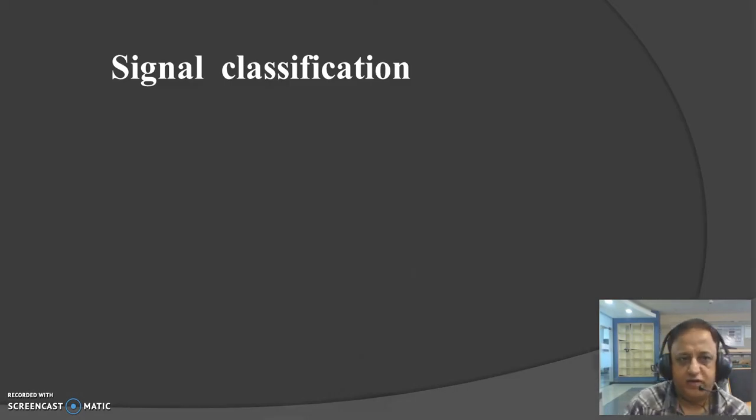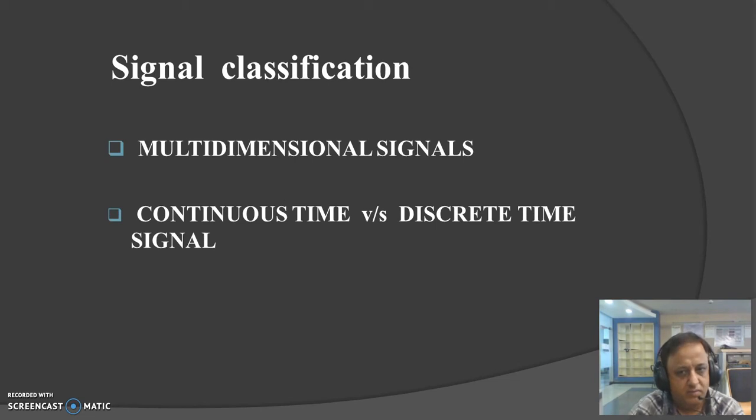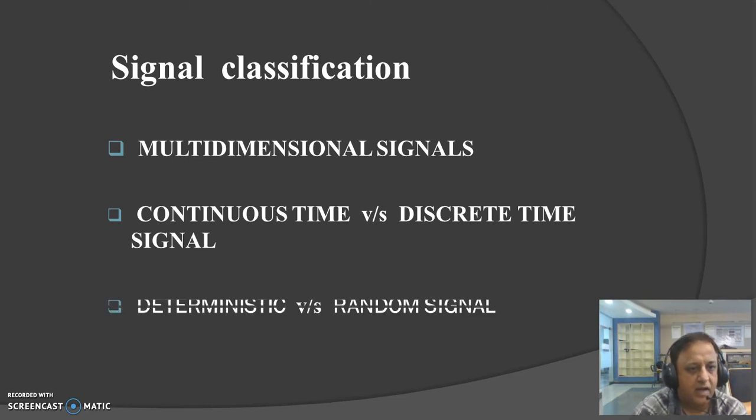Signal classification could be multidimensional: a one-dimensional signal, a sine wave; a two-dimensional signal, an image; or a three-dimensional signal, a video. We could also have continuous time or discrete time signals. We sample the continuous time signal to obtain the signals at discrete intervals of time. And we also have deterministic versus random signals. To study random signals, we require a lot of probability theory. Here we will deal with continuous time and discrete time signals.